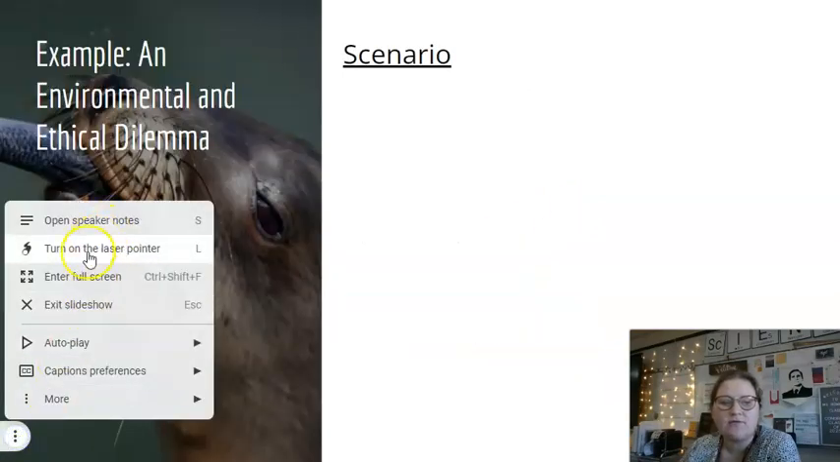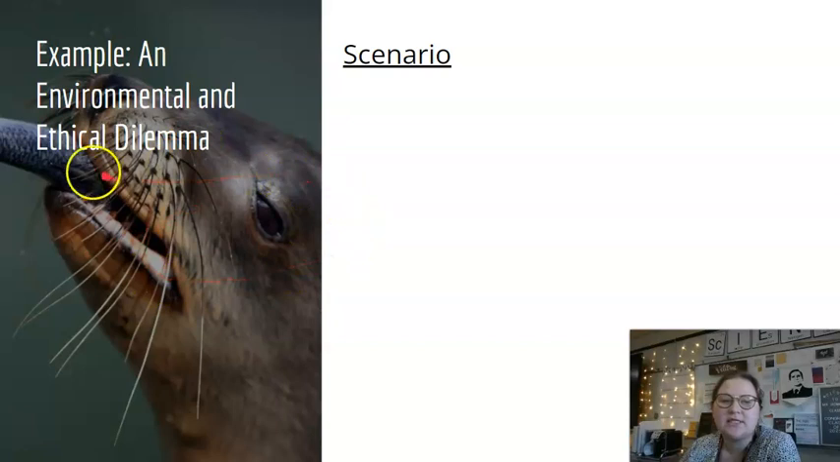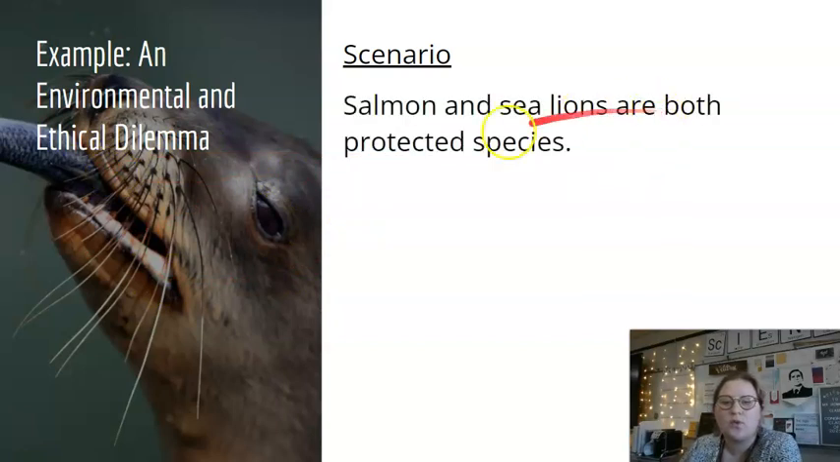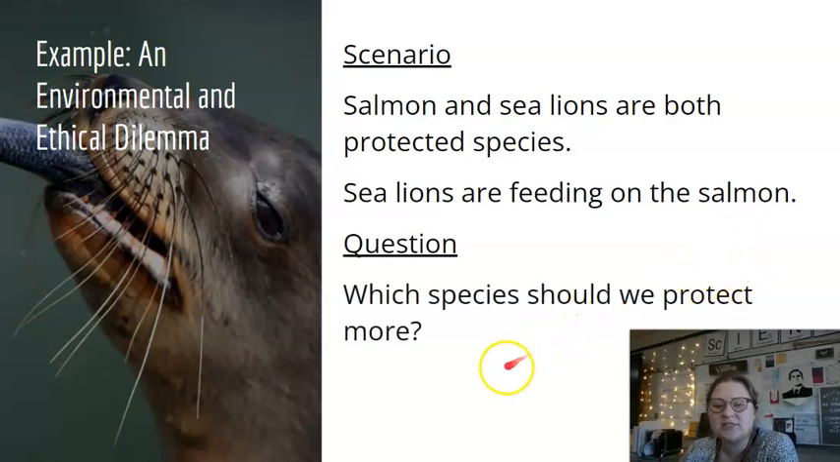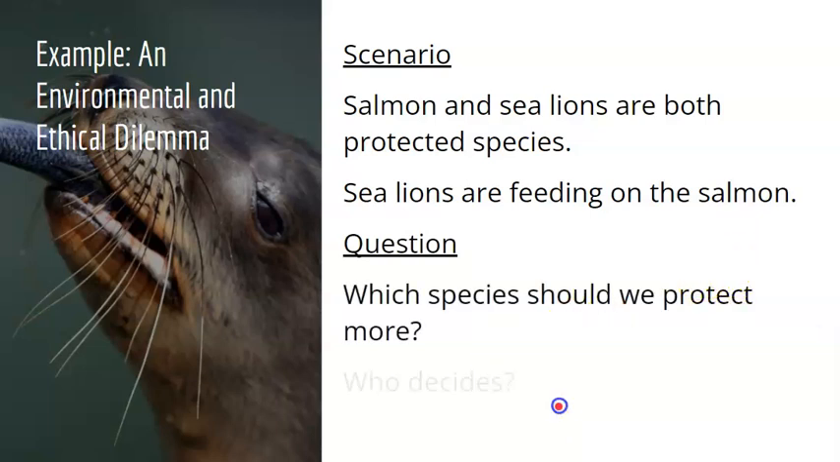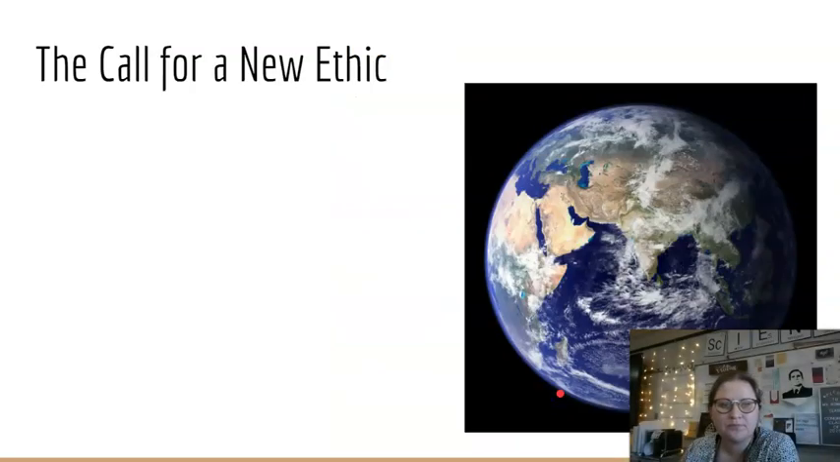All right, so our first thing here is just an example of where this is going to come into play. We have two species we're going to look at, salmon and sea lions. They are both protected species. But sea lions have to eat the salmon. So the question is, which species should we protect more? And then who decides which species is worth protecting more? Who gets to make that decision?